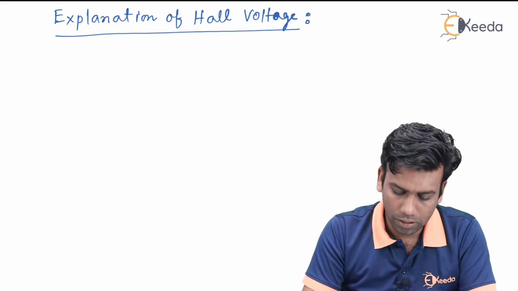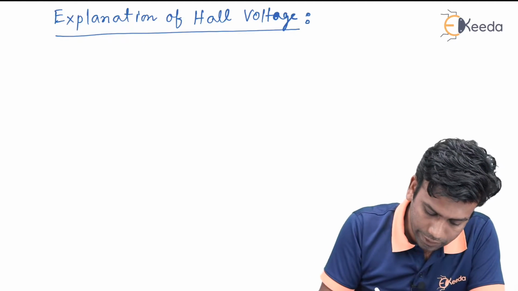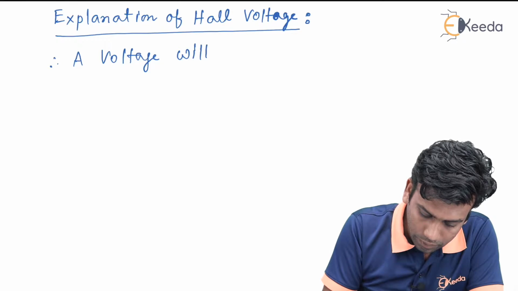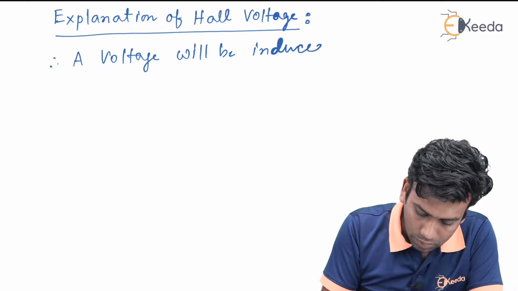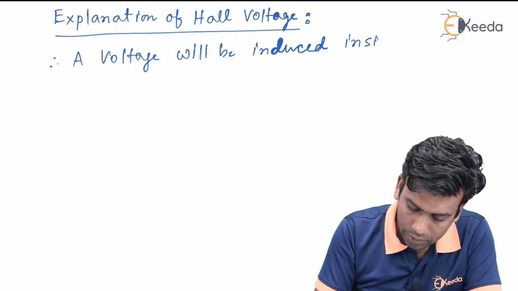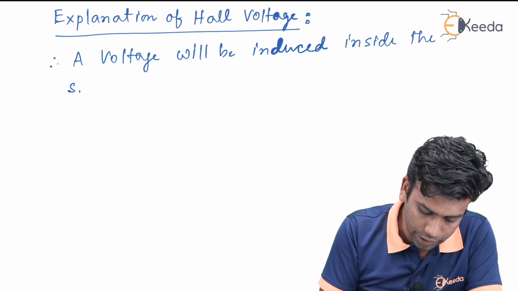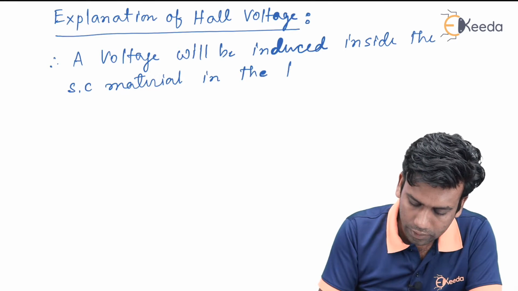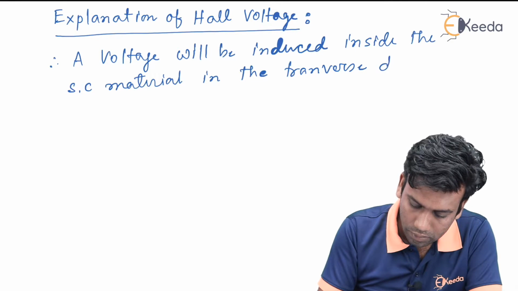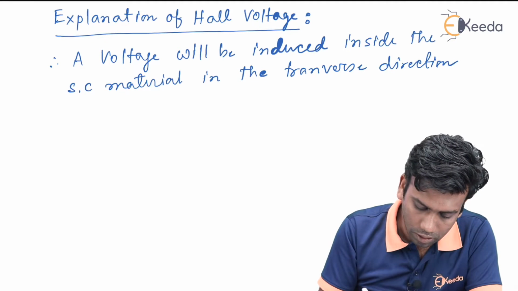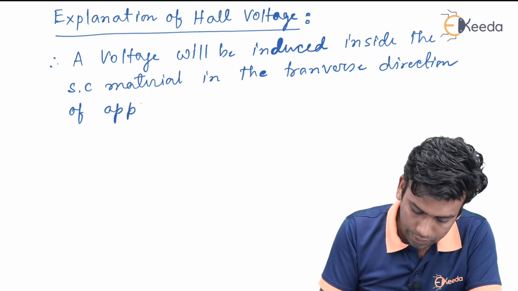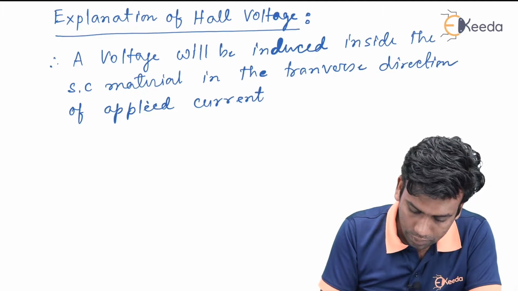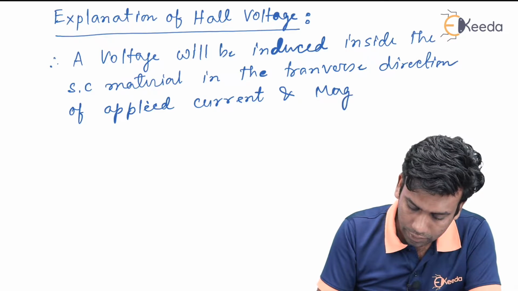So, according to the Hall effect or Hall voltage, we know that a voltage will be induced inside the semiconductor material in the transverse direction of the applied current and magnetic field.